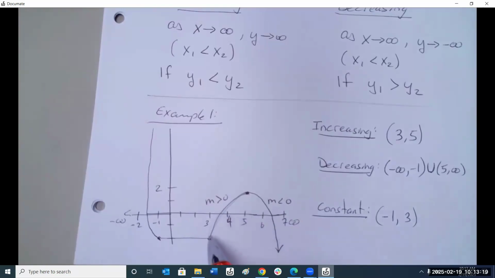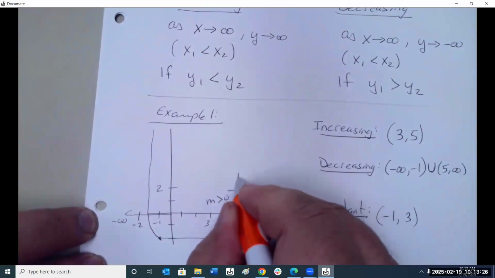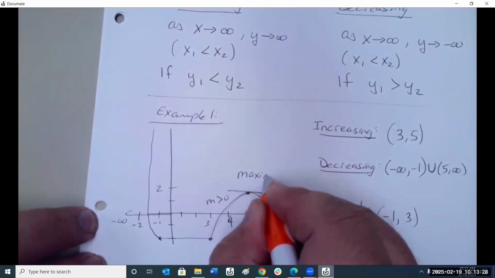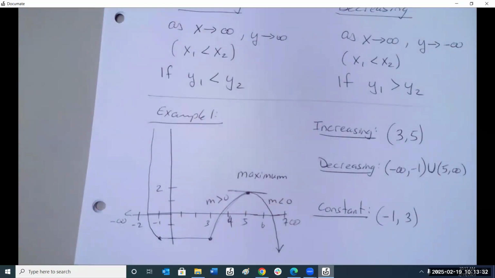If the slope is positive to the left and negative to the right, this is a maximum. In other words, it's going up higher and then it's going down. So that means that's the highest. It's a maximum point.